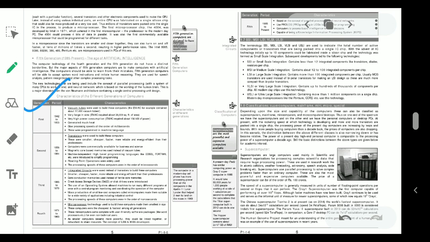Now we come to the 5th generation. In the 5th generation, we are not actually depending on this microprocessor chip kind of technology. We are moving towards the technology called KIPS. KIPS means Knowledge Information Processing System. You can say that in the 5th generation, we are using the technology of artificial intelligence.